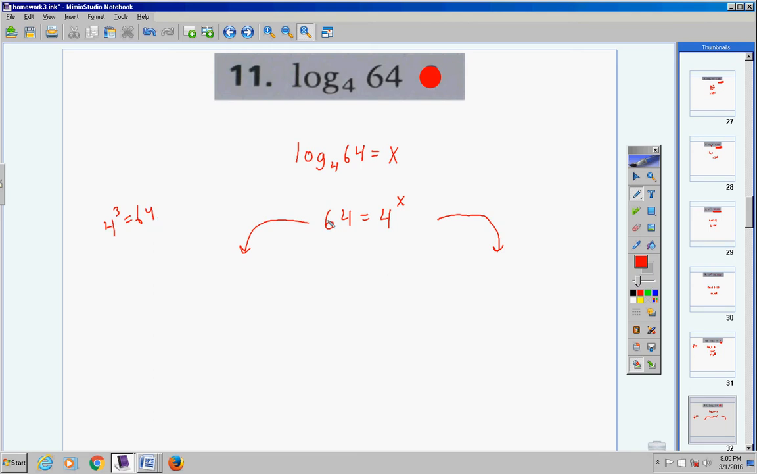Okay, so for 64 I can put 4 to the 3rd power. And for 4 to the x, it stays 4 to the x. Okay, obviously x is 3. 4 to the 3rd power equals 4 to the 3rd power. So x is 3. Now there's another way to do it. It's a little longer, but there's another way to do it, okay?